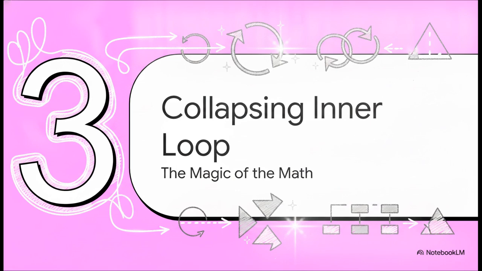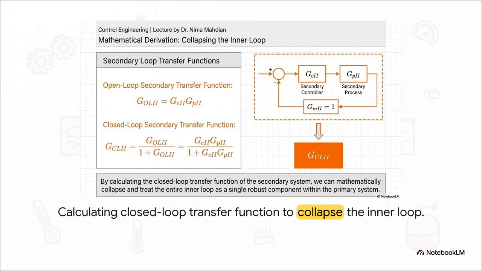Section 3. Collapsing the inner loop. This is where we get to the magic of the math. When you run the mathematical derivation for the secondary loop, you uncover a really neat trick.